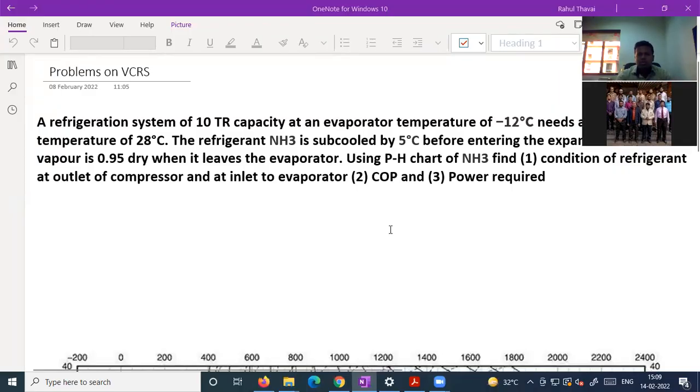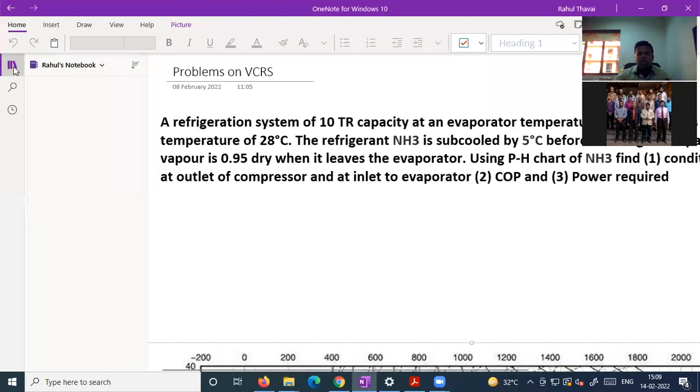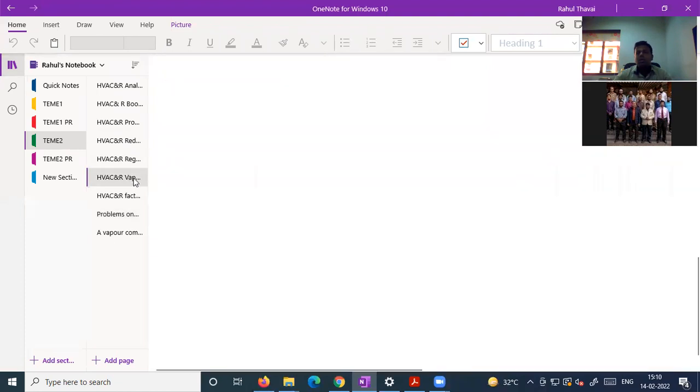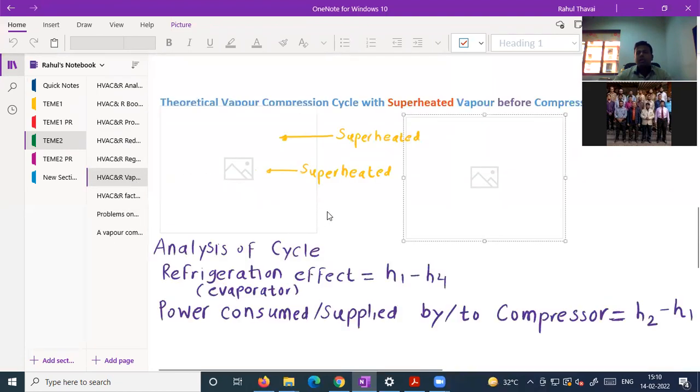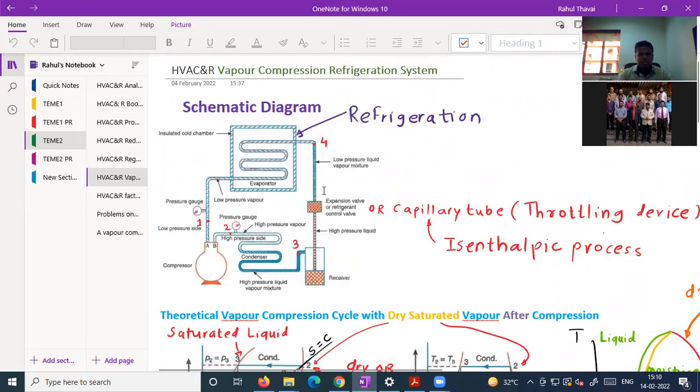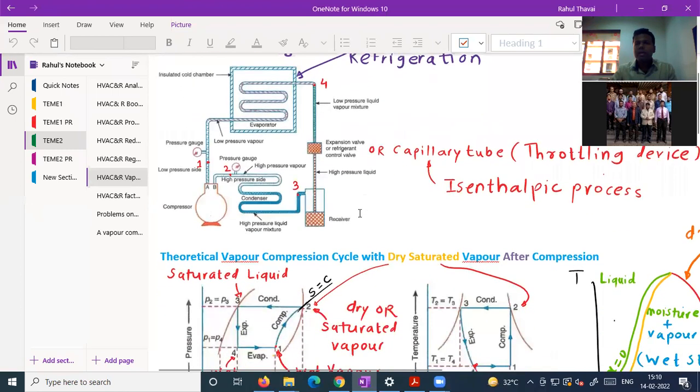Okay, so let us start today's session. In the last session, we have seen the vapor compression refrigeration system. If you just recall what we have covered in the last session, we have seen the vapor compression refrigeration system. This is a schematic diagram for the vapor compression refrigeration system, and we have it in 4 cases.